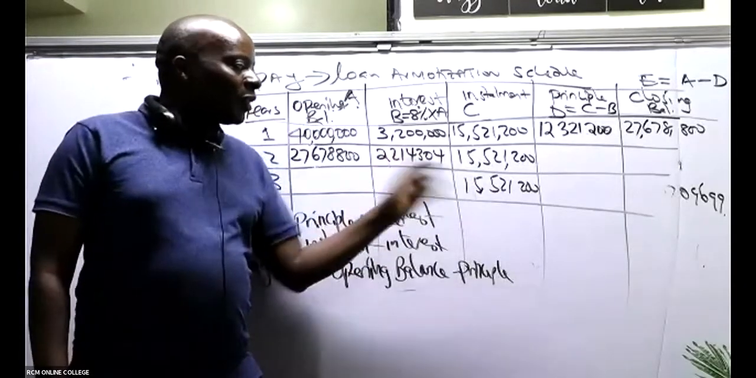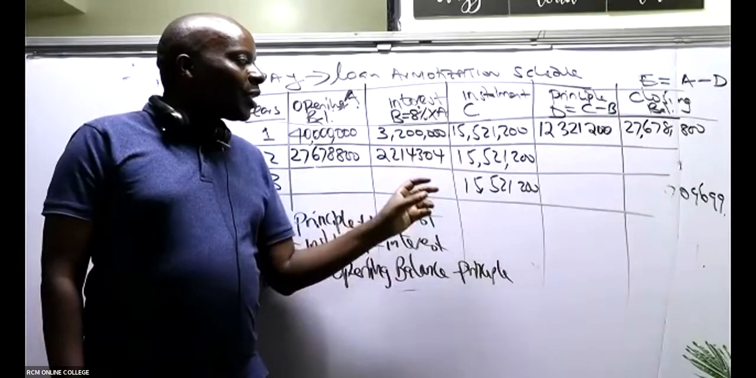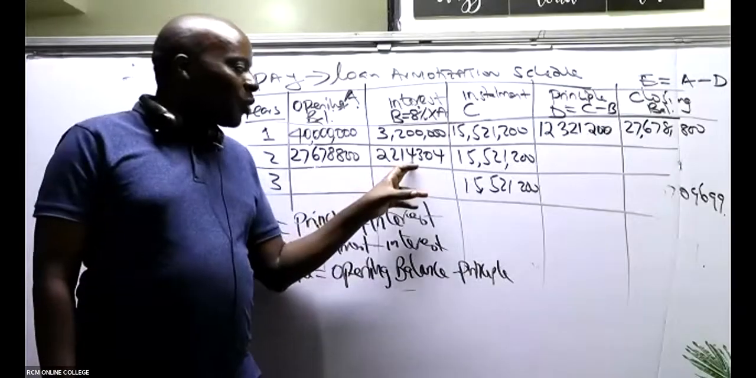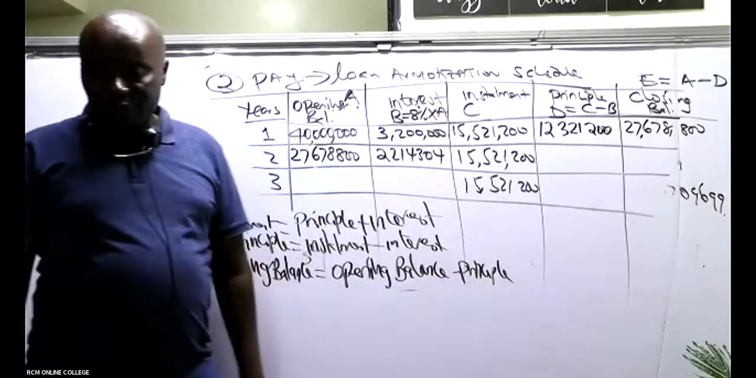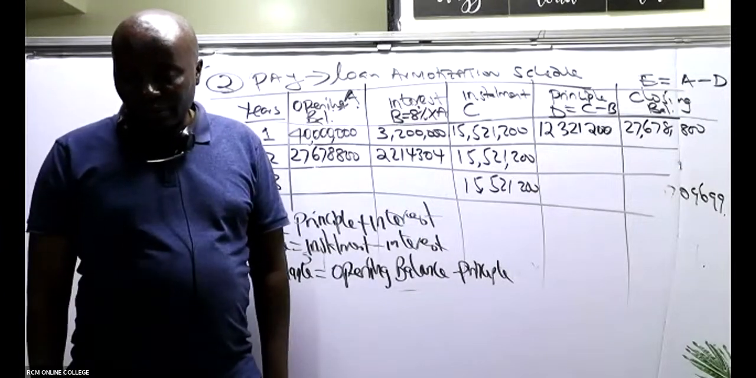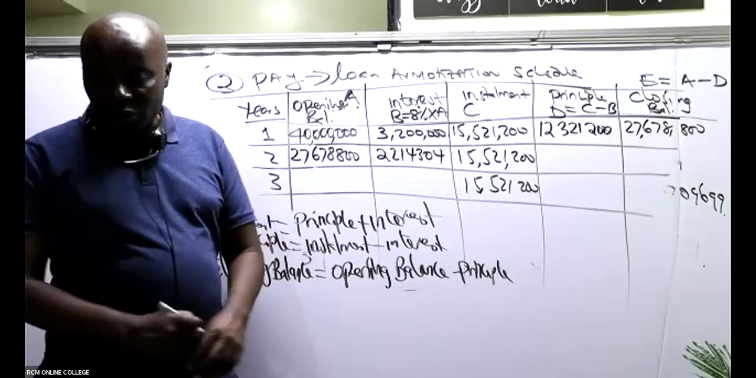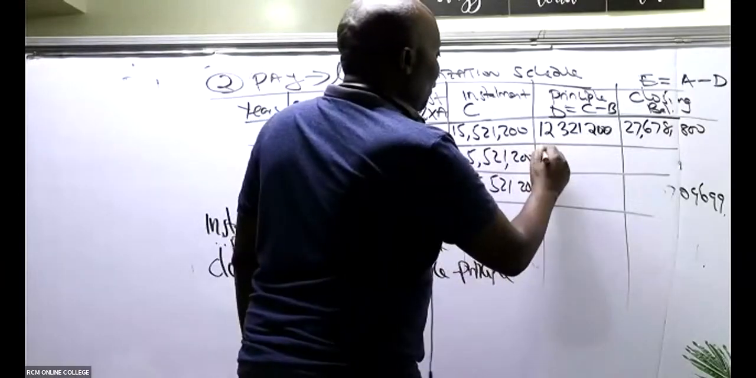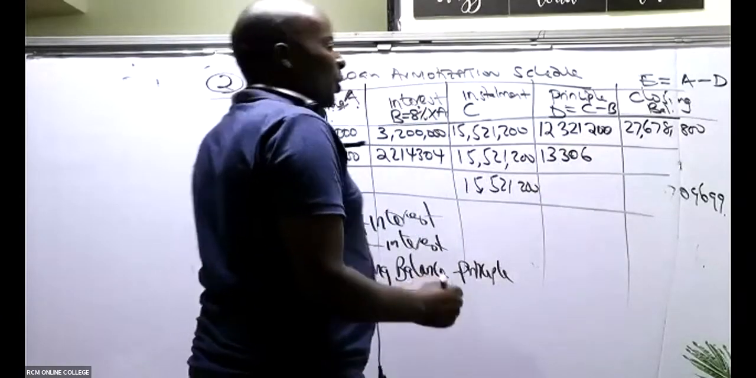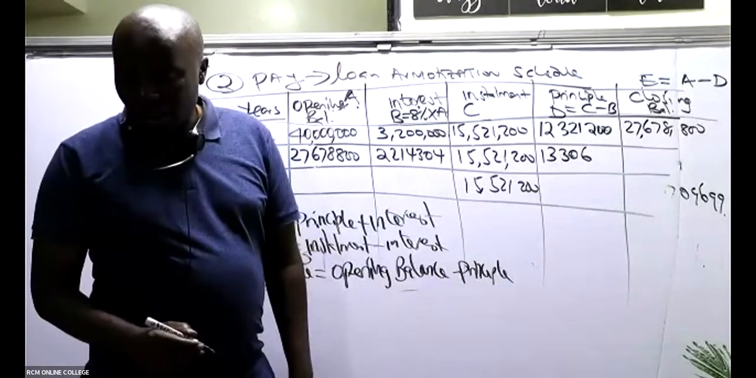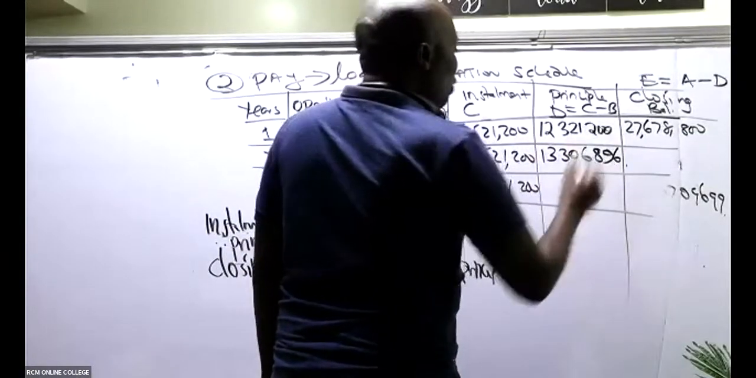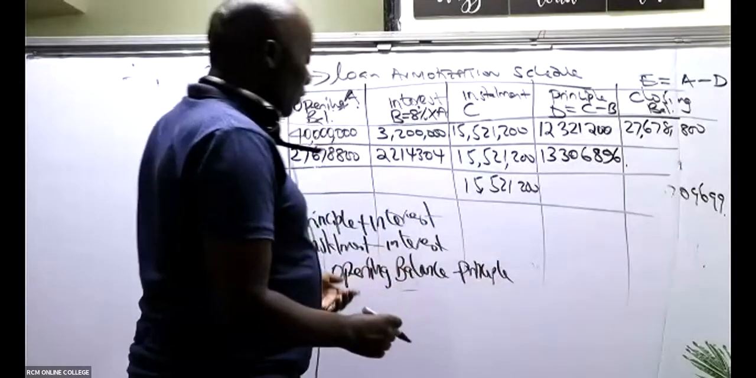This installment here covers two things. And now once I know the interest, then getting the principal will not be a big deal. I will take 15,521,200 and subtract this to get the principal here. So 13,306,896. Thank you so much.